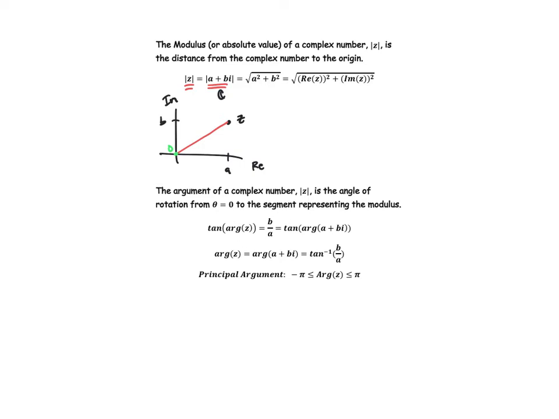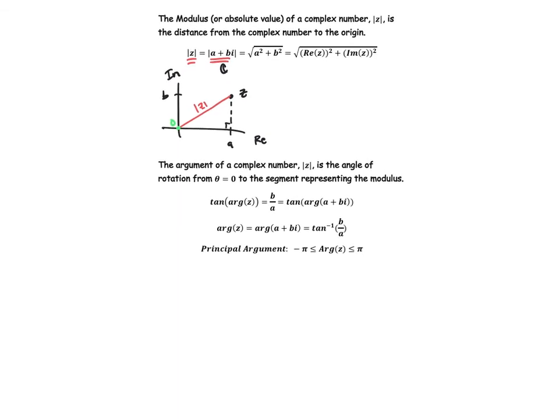And of course, what we do to find that length is use the Pythagorean theorem. Clearly you can see here the square root of a squared plus b squared, or the square root of the real component squared plus the imaginary component squared. So that's how we find the modulus of a complex number, also referred to as the absolute value.